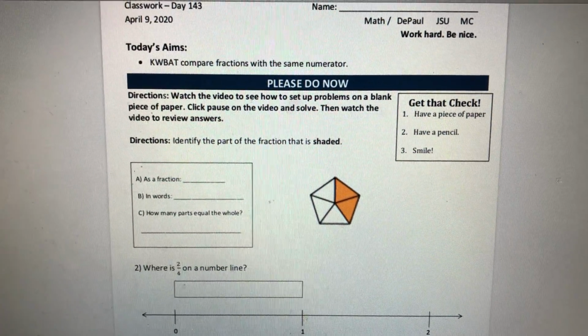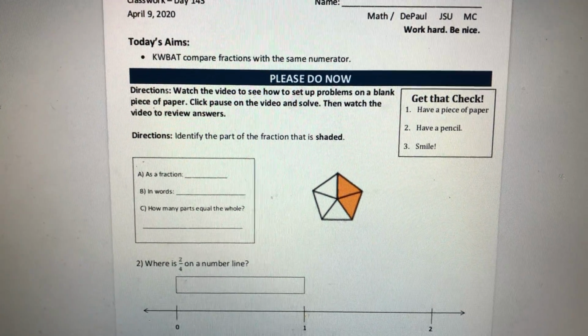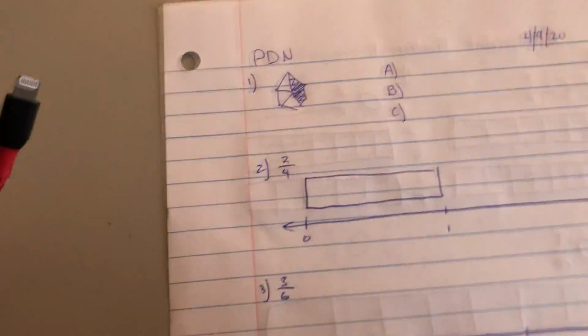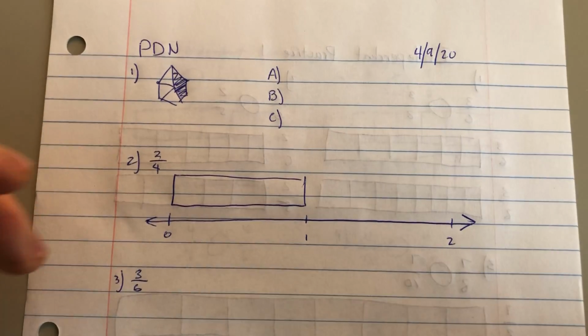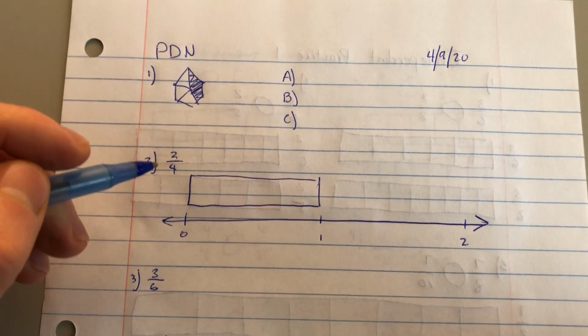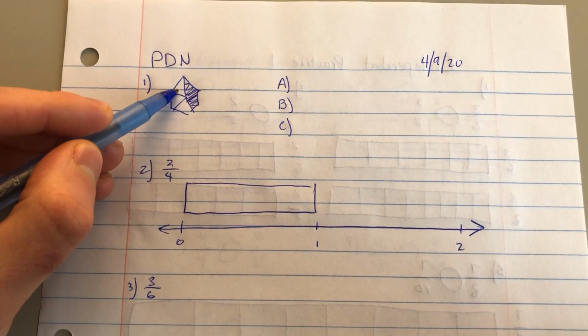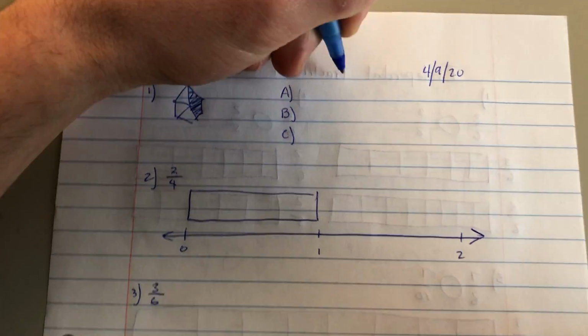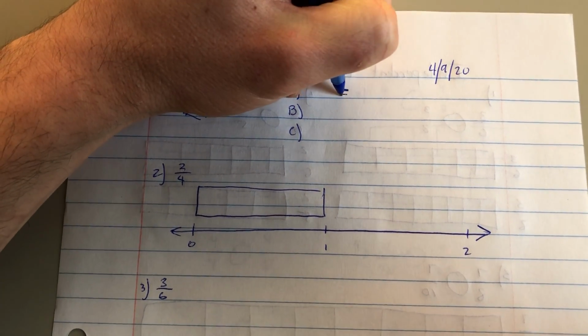Hey, we're going to compare fractions with the same numerator, but first we're going to go over our PDN. The PDN asks us to identify this fraction in numerical, word, and then how many equal parts there are. In this fraction, I see that there's 1, 2, 3, 4, 5 parts. So my denominator will be 5.